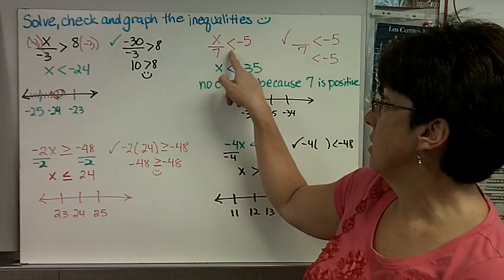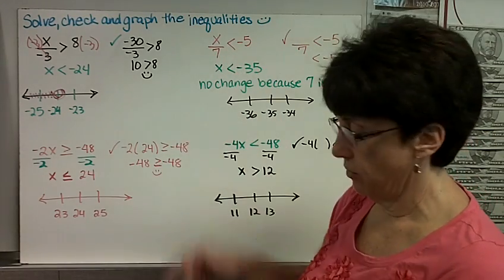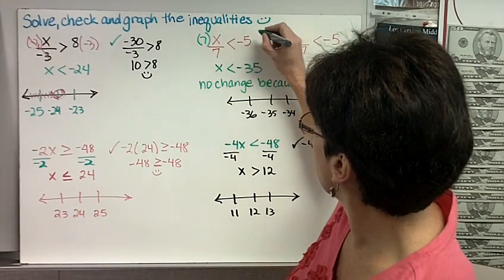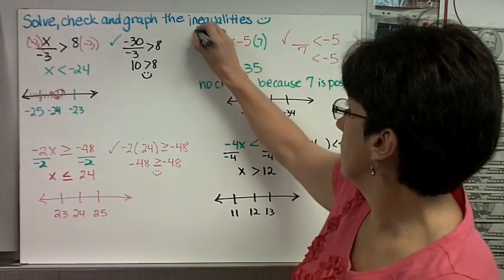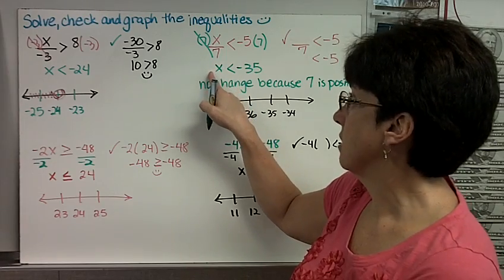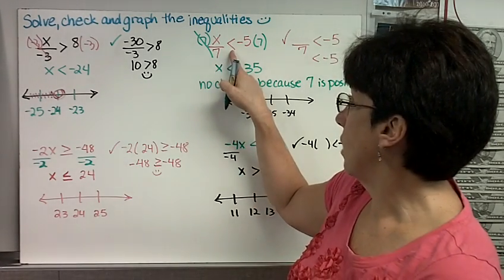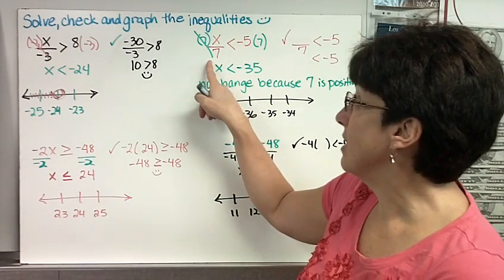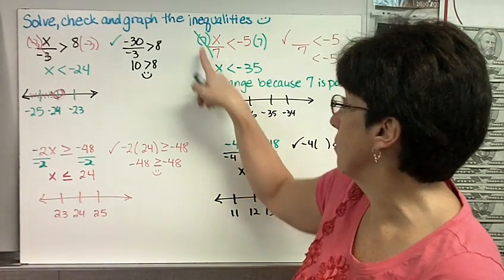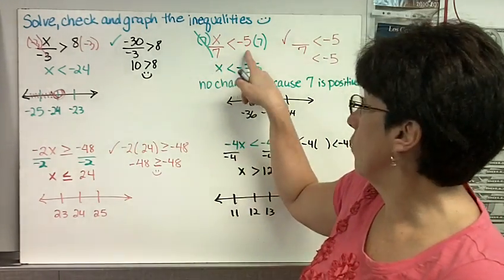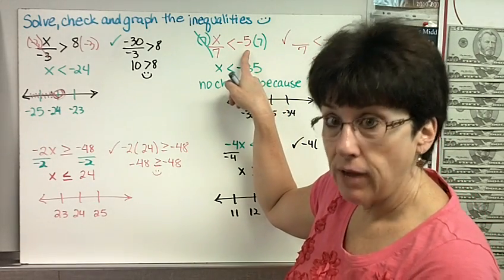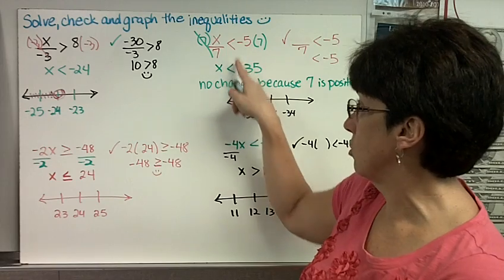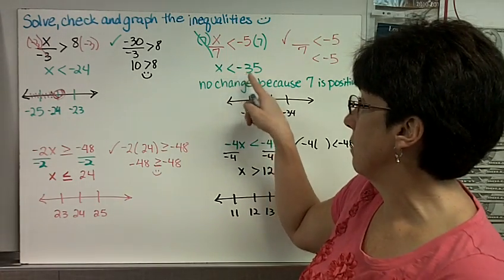X divided by 7 is less than negative 5. Multiply both sides by 7. These cancel out. X remains. Now, I didn't change the direction of the inequality. Why not? Because 7 is not negative. 7's positive. I don't have to change it. I don't care if it's a negative on this side. It's what I am dividing or multiplying by. Okay, I'm multiplying by 7. It's positive, so I keep the direction the same. X is less than negative 35.